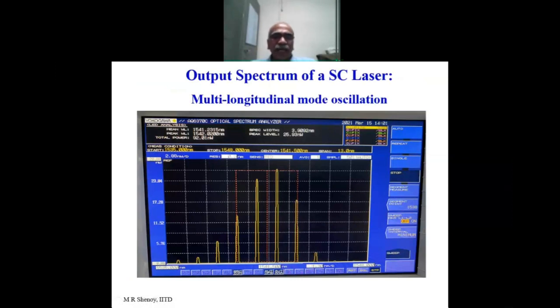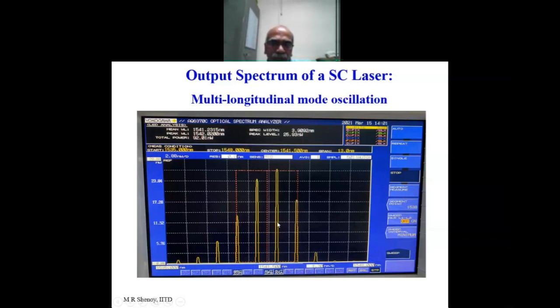Then I added a real picture, which I had taken just last month from our lab. What is shown is the longitudinal modes on a spectrum analyzer. So you can see the longitudinal modes. This axis is wavelength. You may not be able to read it. It is about 1541. You can see the mean wavelength is 1541 nanometer. And the width is just 3 nanometer. Total width is 3 nanometer from here to here.